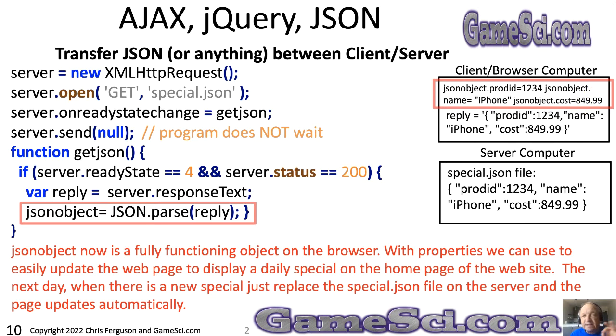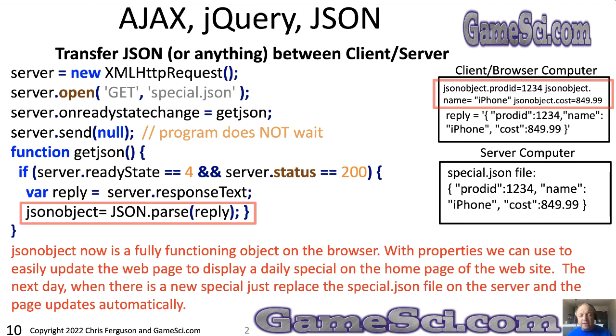The next day, maybe a Samsung phone is on special. So I will change just this file, special.json, and I'll put a Samsung phone in this JSON. And when it gets sent back to the browser and displayed, it'll show today's special, the Samsung phone.